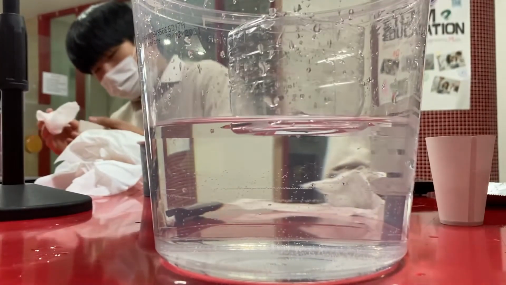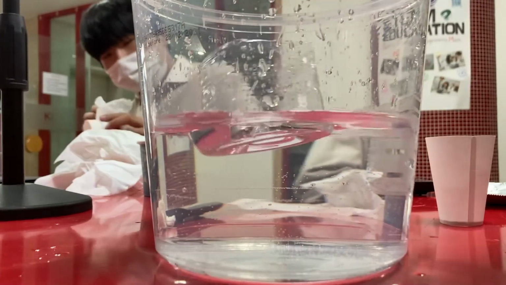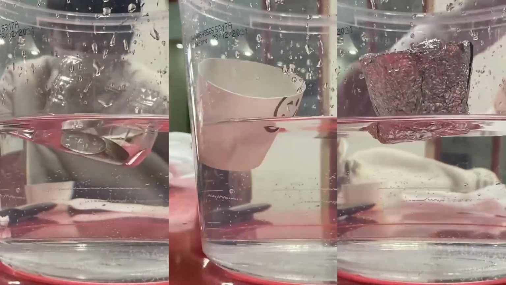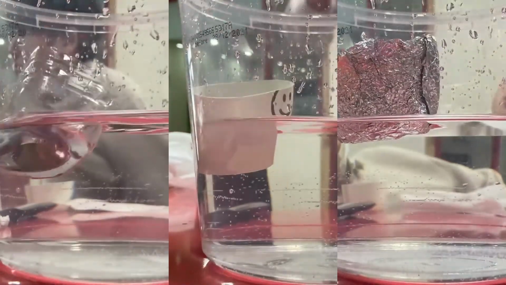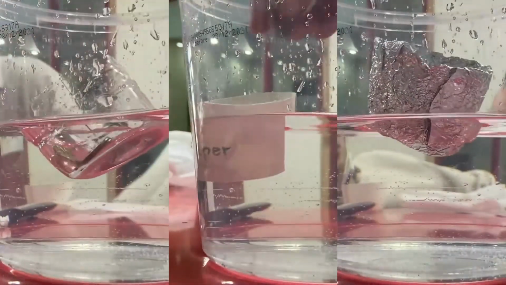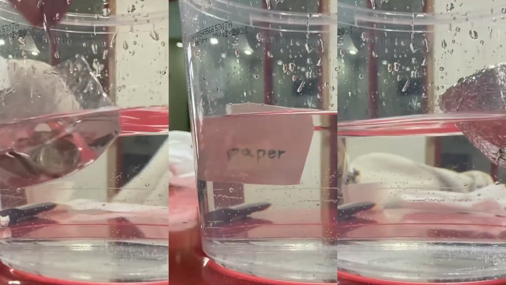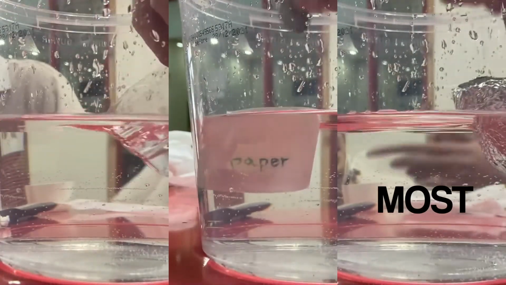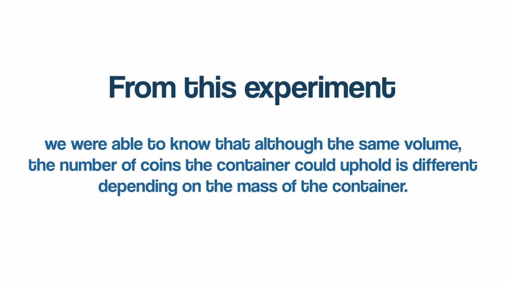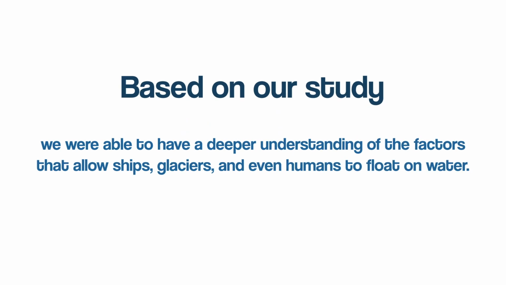Once again, we filled the tank with water, set one of the containers, and stacked the coins. For every container, the experiment was repeated 10 times, just like the first experiment. Then we recorded the results. Now that all the results were recorded, as we expected, aluminium held the most coins and the plastic held the least. From this experiment, we were able to know that although the volume is the same, the number of coins the container could uphold is different depending on the mass of the container. Based on our study, we were able to have a deeper understanding of the factors that allow ships, glaciers, and even humans to float on water.